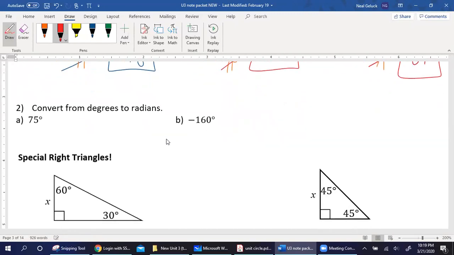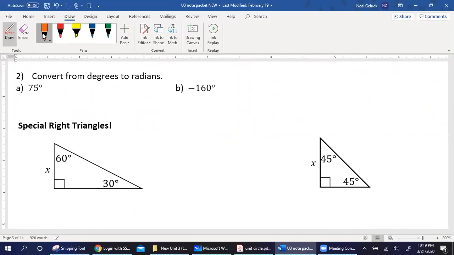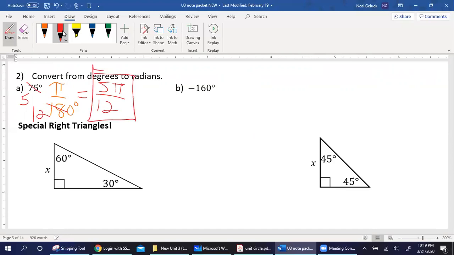On number 2, A and B, to go from degrees to radians, we're just going to flip that conversion factor. Basically, the units of degrees are canceling. Now, you could put this in a calculator, but I want to leave it in terms of pi. So instead, I'm going to just reduce. 15 goes into 75 5 times. 15 goes into 180 12 times. So this becomes 5 pi over 12. Usually we don't write anything for radians. There's no symbol like there is for degrees. We just have to know that that's a radian measure.